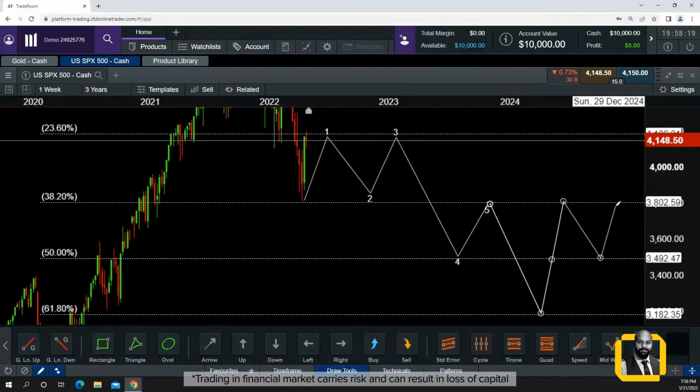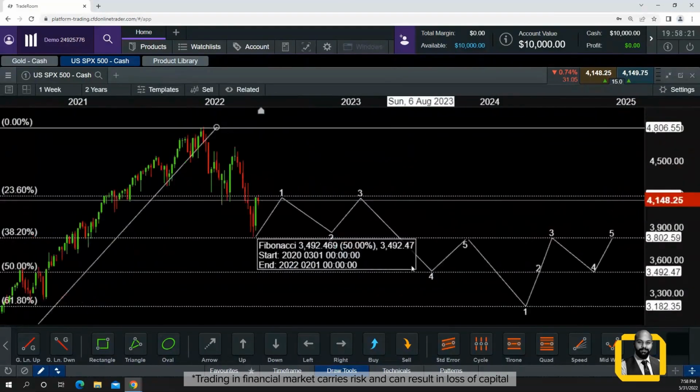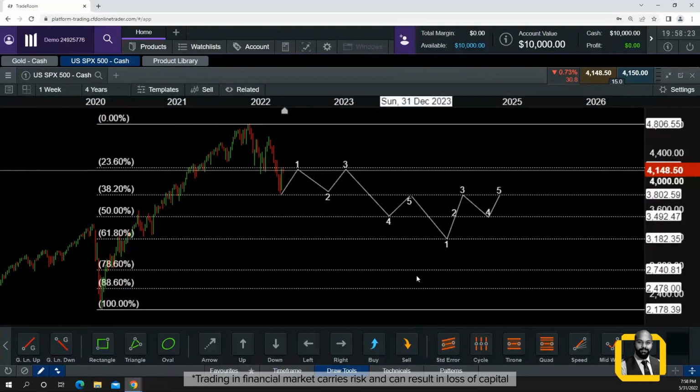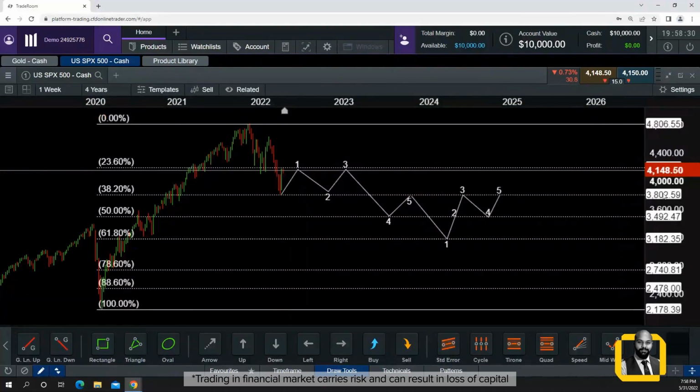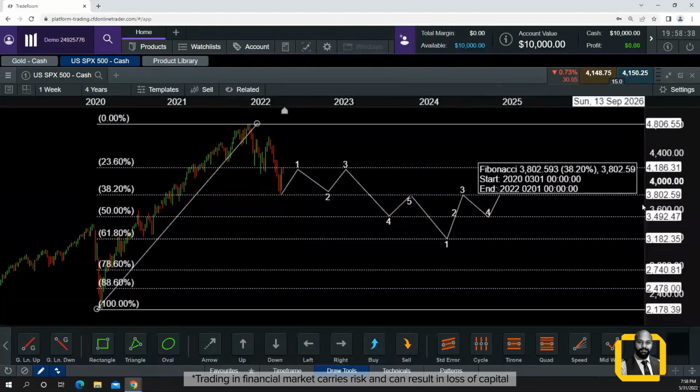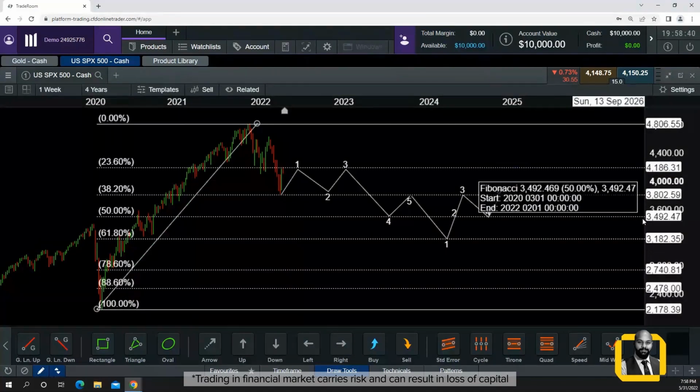Again, this could be your trading range. And your ranges will always be within this Fibonacci series. So that means you know your crucial levels. In this case, Fibonacci shows you your crucial points. That is 4186 or 4200 is a crucial point. At the same time, 3800 is a crucial point. 3500 is a crucial point.